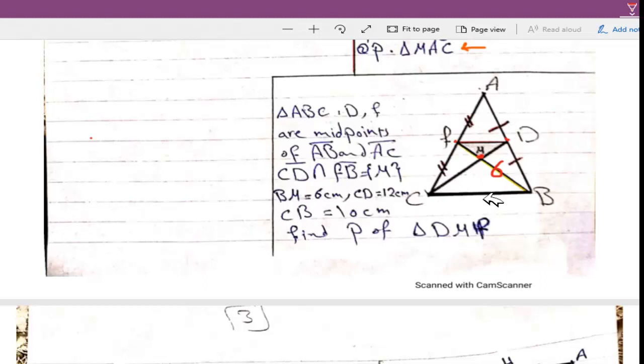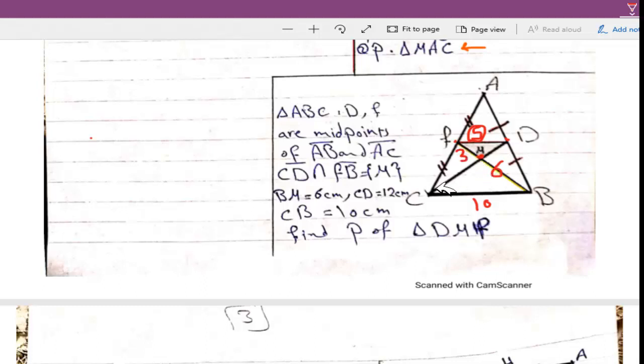CB is 10. Without making anything, this is 10, so FD will be 5. Okay, find the perimeter of DMF. I found this is 5, and he wrote this is 6, so MF will be half MB, because BF is the median, so this will be 3.